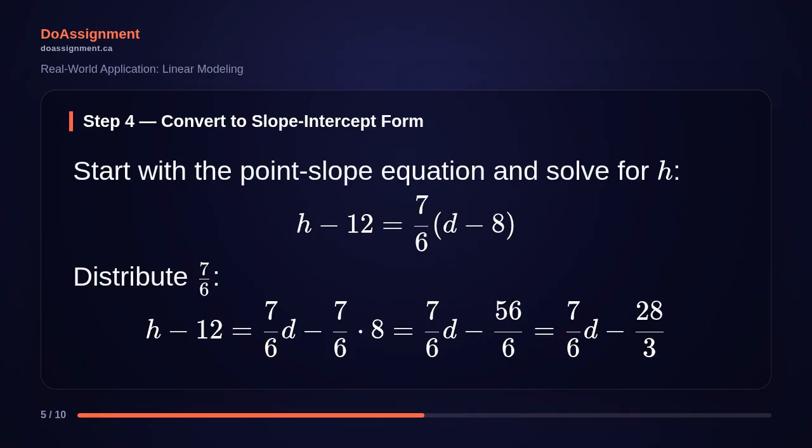To convert to slope-intercept form, we distribute 7 over 6 through the parentheses. 7 over 6 times d stays as 7 over 6d. 7 over 6 times 8 is 56 over 6, which simplifies to 28 over 3. So we have h minus 12 equals 7 over 6d minus 28 over 3.